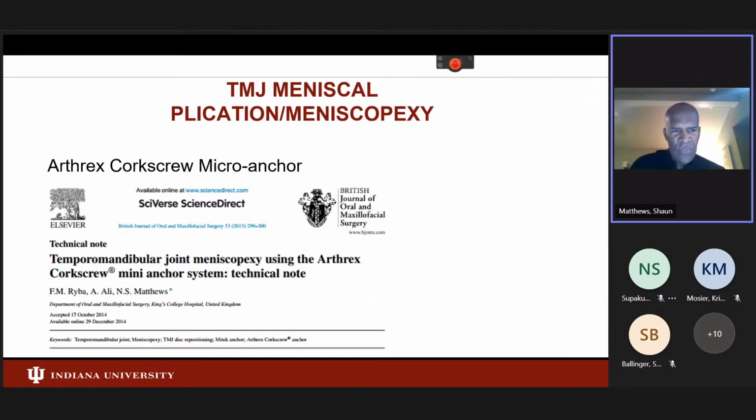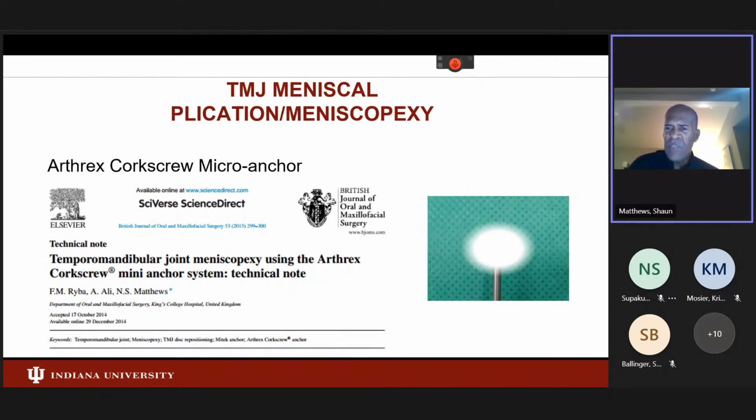I published this paper back in 2014 of a disc repositioning procedure using something called a microanchor, an Arthrex corkscrew microanchor. This was published in the British Journal of Oral and Maxillofacial Surgery. This is what the microanchor looks like shown here. It looks like a corkscrew. It's mounted on the end of essentially a screwdriver. It's tiny. It's only about 3 to 4 millimeters in length.